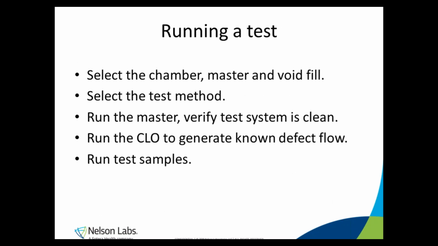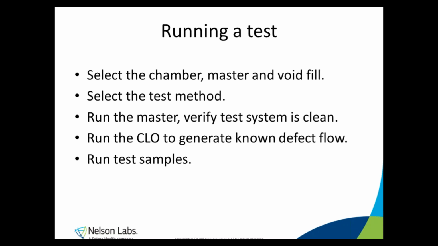Now, let's go over how a typical test would be run. So first, we would select the chamber, the master, and the void fill that most closely represents the test sample from our library of accessories. Then we would pick the test method. As we talked about earlier, the methods are customized for the sample type. So if our sample is a small vial, then we pick the method that we have validated for vials.